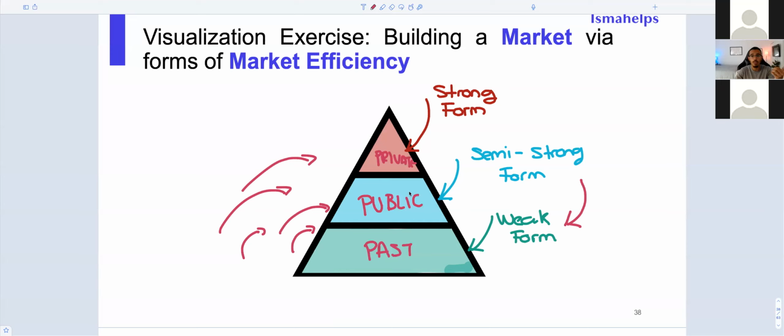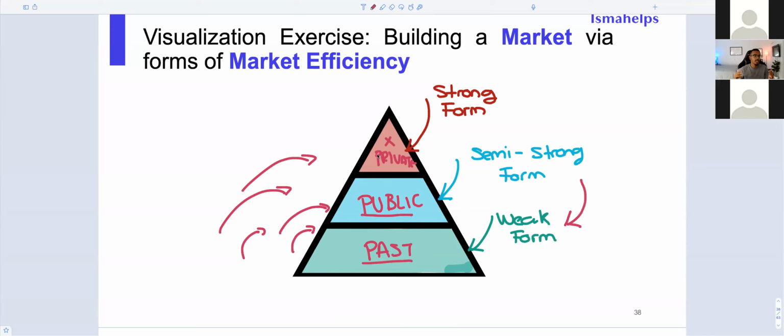All right. However, if you're semi-strong form efficient, this means that the rules for past prices apply and the rules for public prices apply. However, the rules for private prices do not apply. I feel like we get what I'm trying to state here, which is that you cannot have one without the other. Okay.